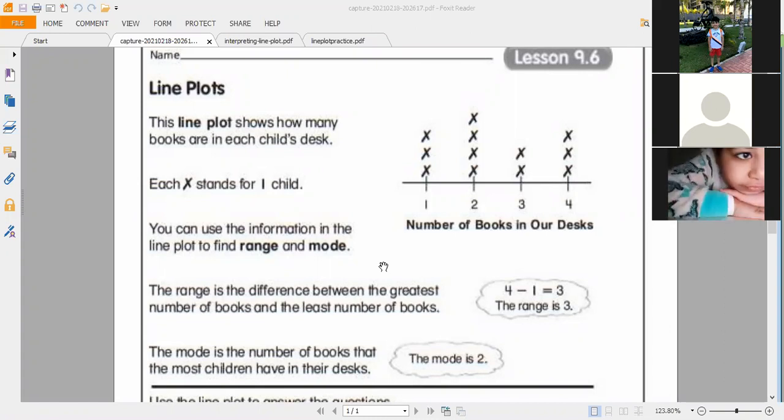Lily, how many children have 1 book? We said these numbers below refer to the number of books, and these x's refer to the children. So I want to know how many children have 1 book. This is 1 book. How many children?